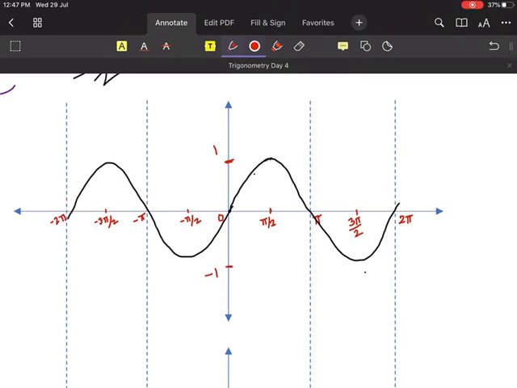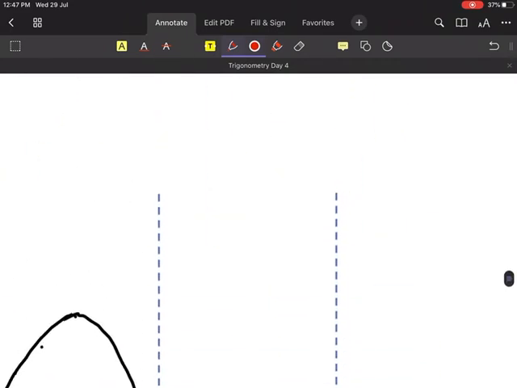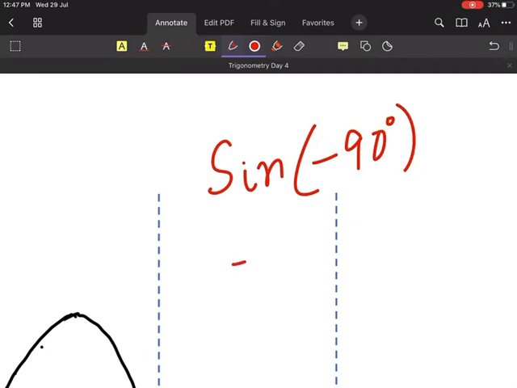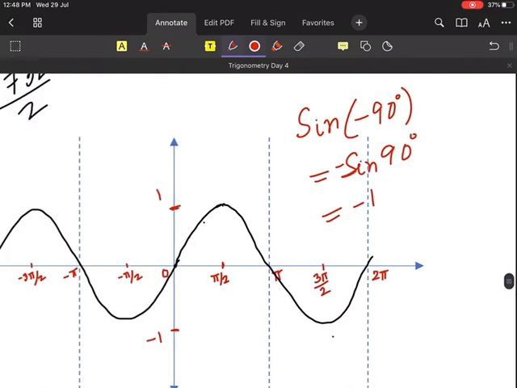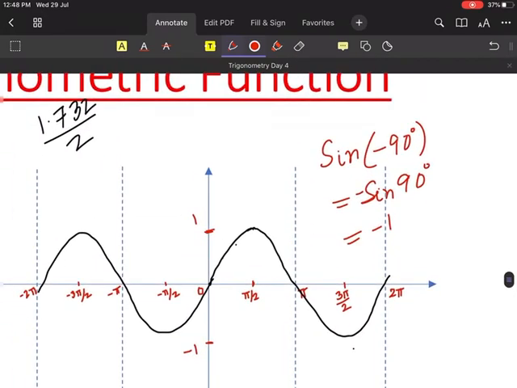Sine minus 90, from the graph you can see it's minus 1. Now I will tell you the formula which we have learned. Sine minus 90 degree, what was the formula? Is equal to minus sine 90. Yes or no? Sine of minus x is what? Minus sine x, right? So equal to minus 1. Sine of minus 90 is minus 1.